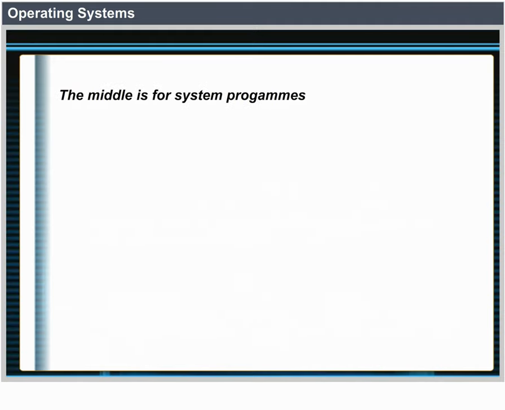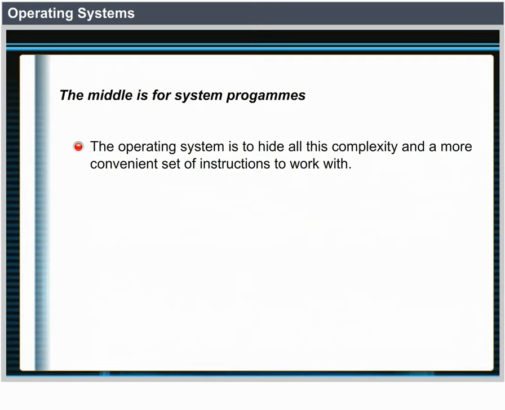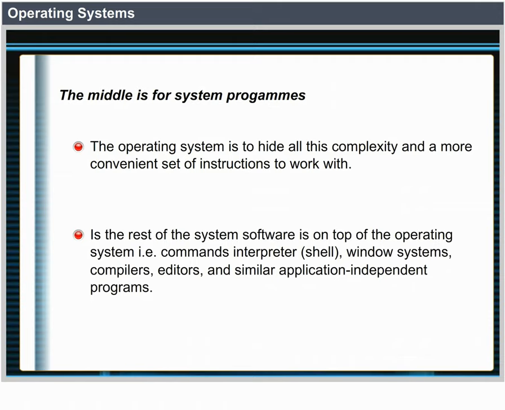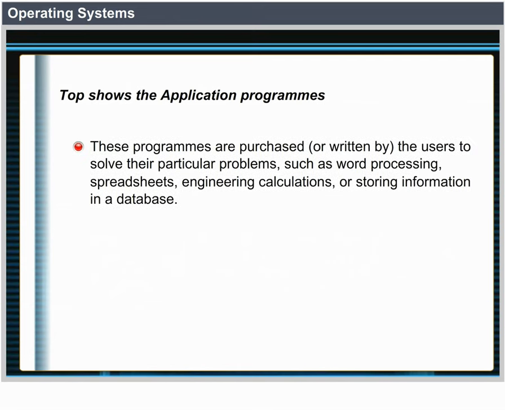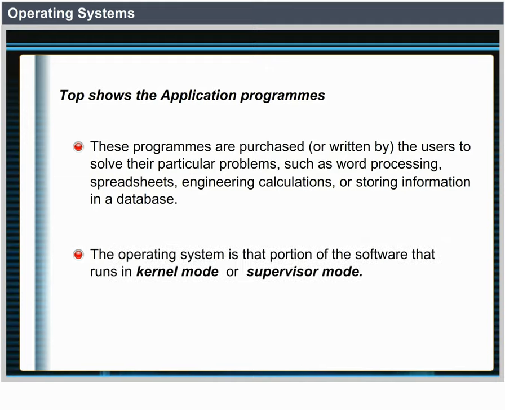Next is system programs. The operating system is to hide all this complexity and give the programmer a more convenient set of instructions to work with. On top of the operating system is the rest of the system software, that is, command interpreter, shell, window systems, compilers, editors, and similar application-independent programs. On top is the application programs. These programs are purchased or written by the users to solve their particular problems, such as word processing, spreadsheets, engineering calculations, or storing information in a database. The operating system is that portion of the software that runs in kernel mode or supervisor mode.